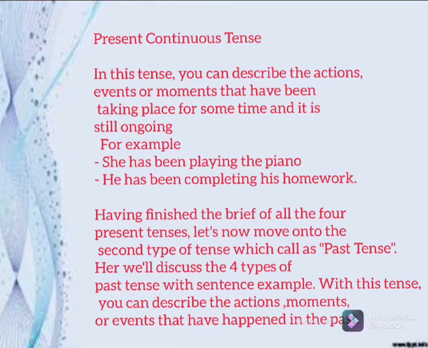Having finished the brief of all the four present tenses, let's now move on to the second type of tense, which is called past tense. Here we'll discuss the four types of past tense with sentence examples. With this tense, you can describe the actions, moments, or events that have happened in the past.